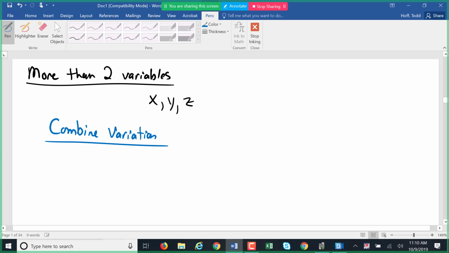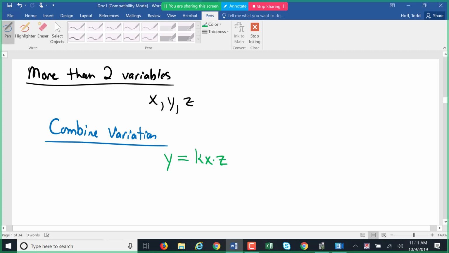And in combined variation, 2 of the variables interact directly with each other. One of those variables will still interact directly with the 3rd variable, but that 2nd and 3rd variable have to react inversely with each other. A great example of this, well, first of all, let's do the equation. The typical equation that was used for this is that y equals a constant times x and times z.